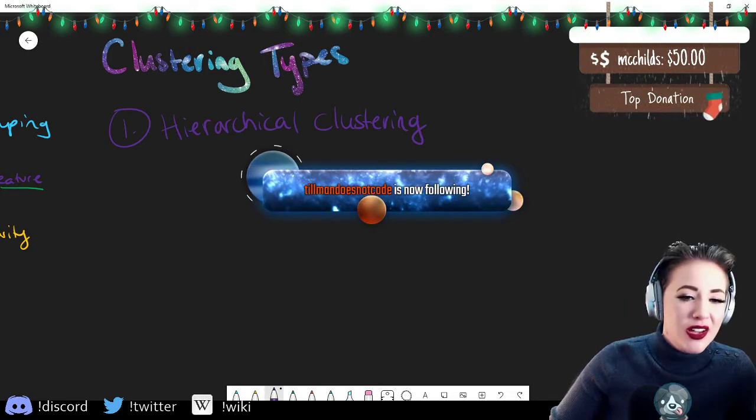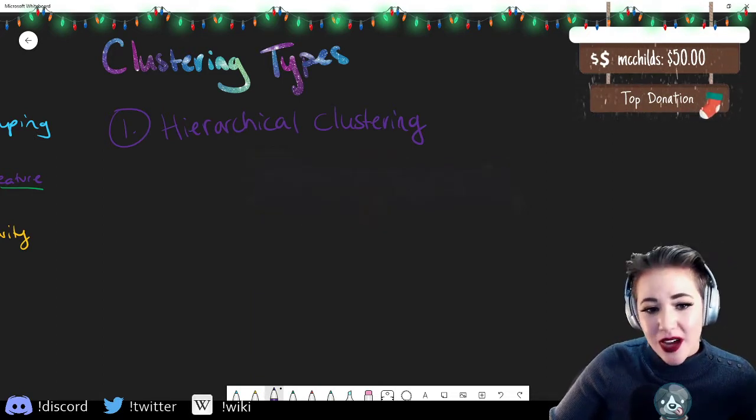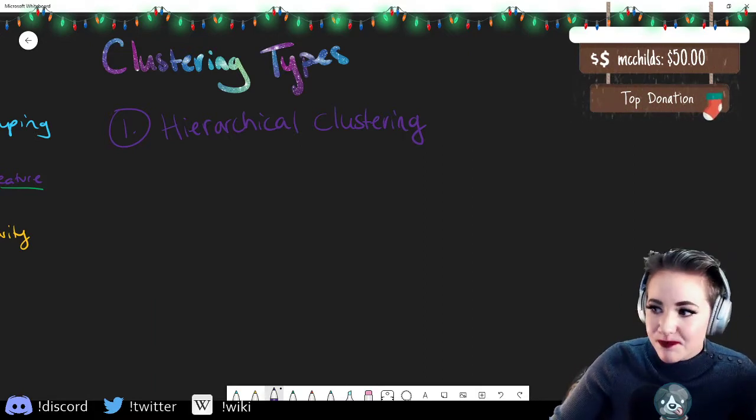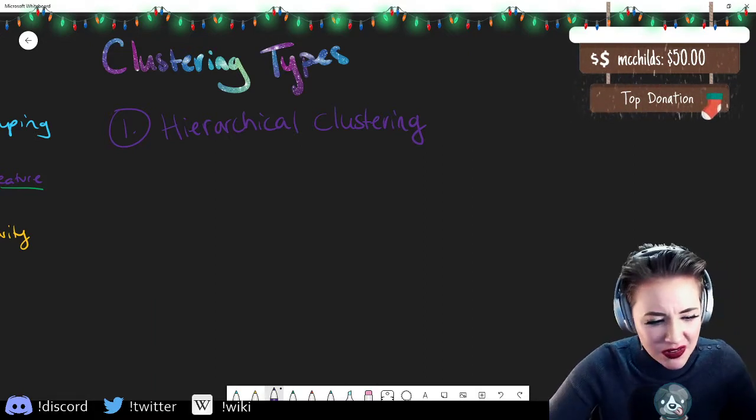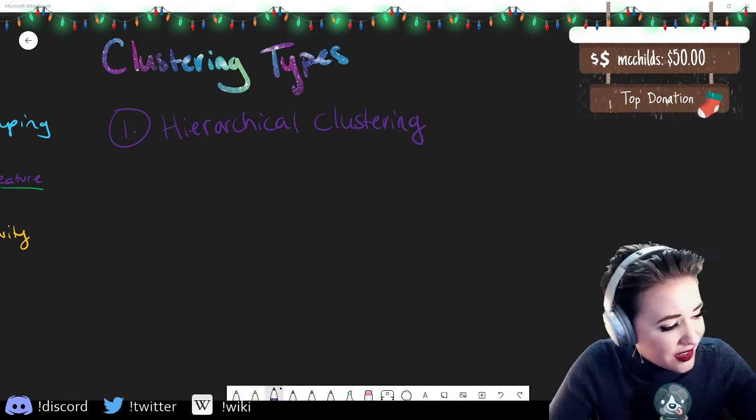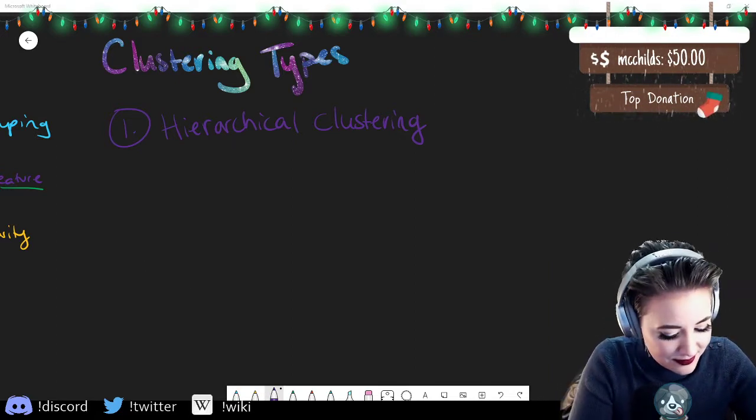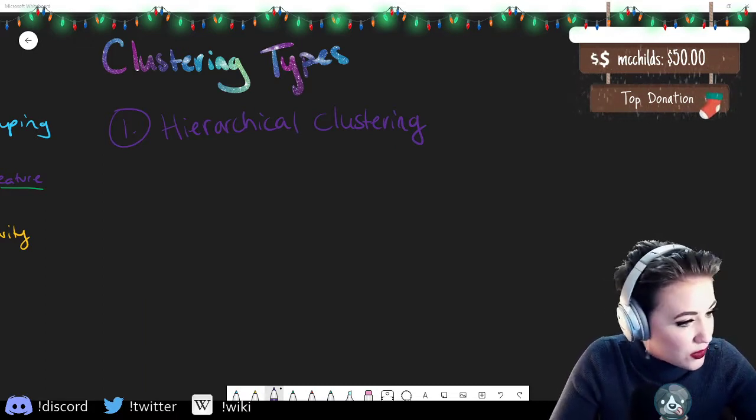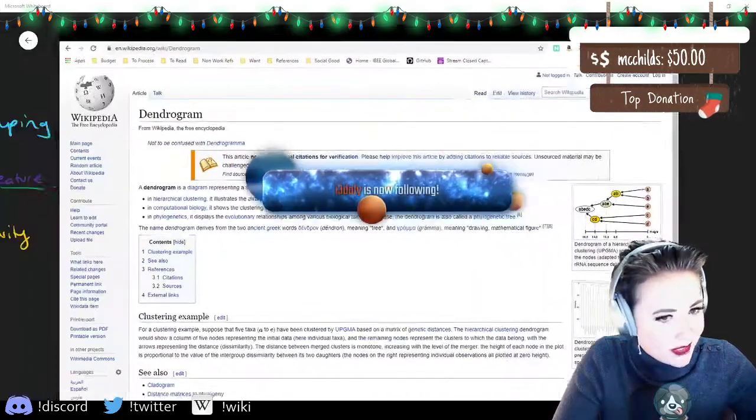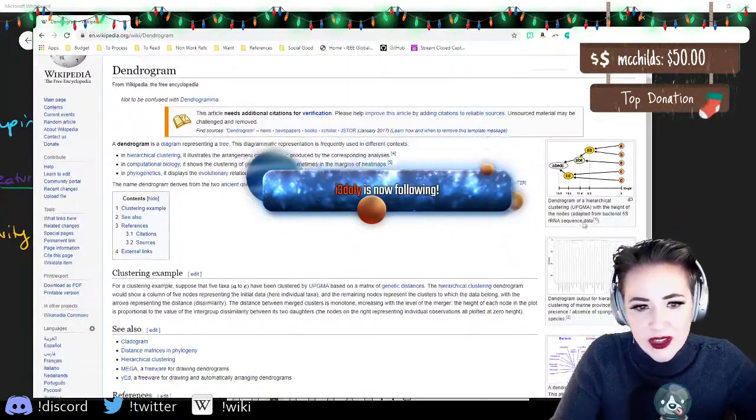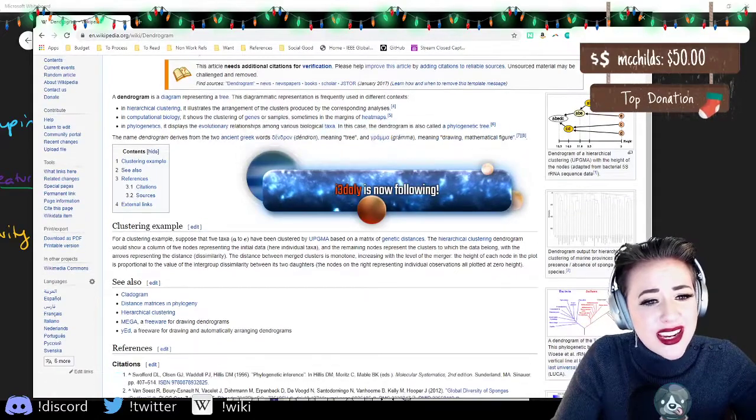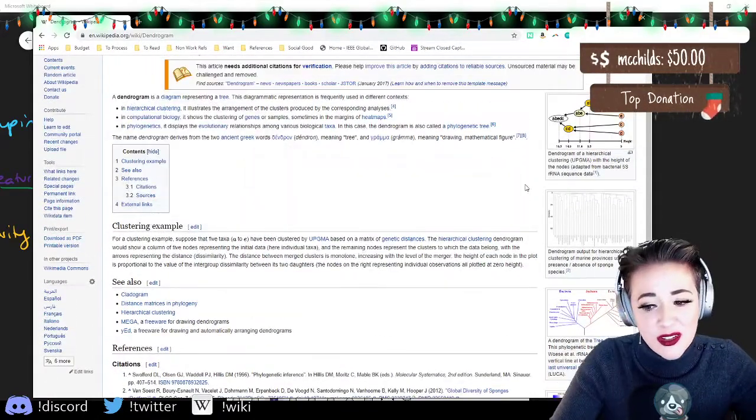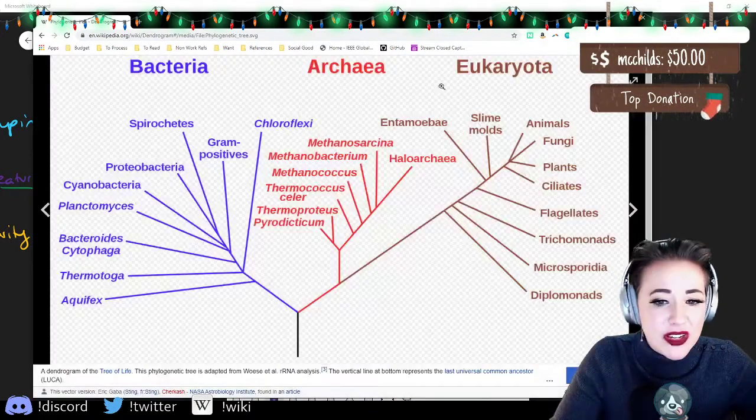All right, so you'll either have a bottoms up or a tops down approach here with hierarchical clustering. You can either start from the top or the bottom. And you'll get this cool tree looking thing called, apparently, I Googled this, a dendrogram. Let me get you a picture. A dendrogram is a diagram representing a tree. Look at the first example, hierarchical cluster. I'm telling you good stuff here. I always think of the tree of life, right?